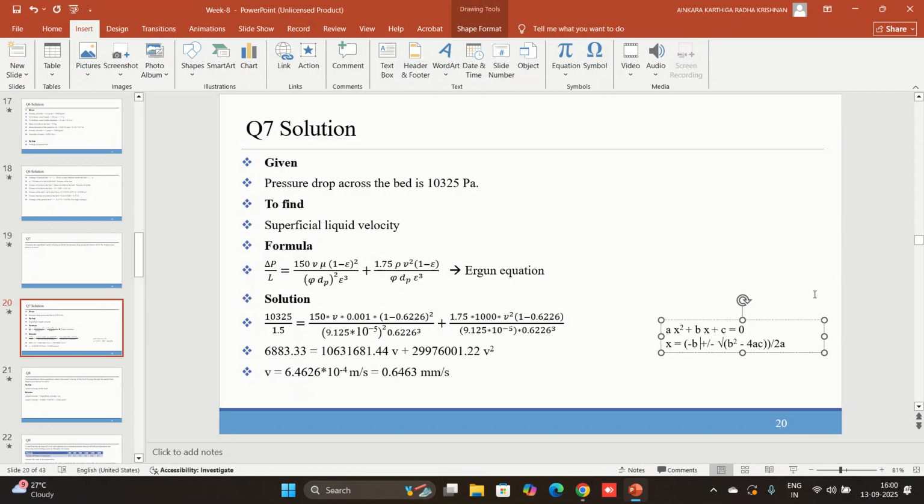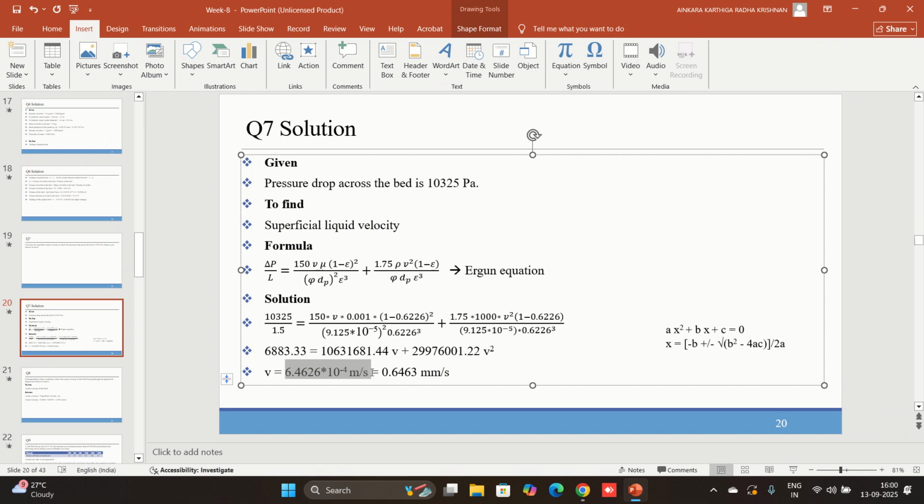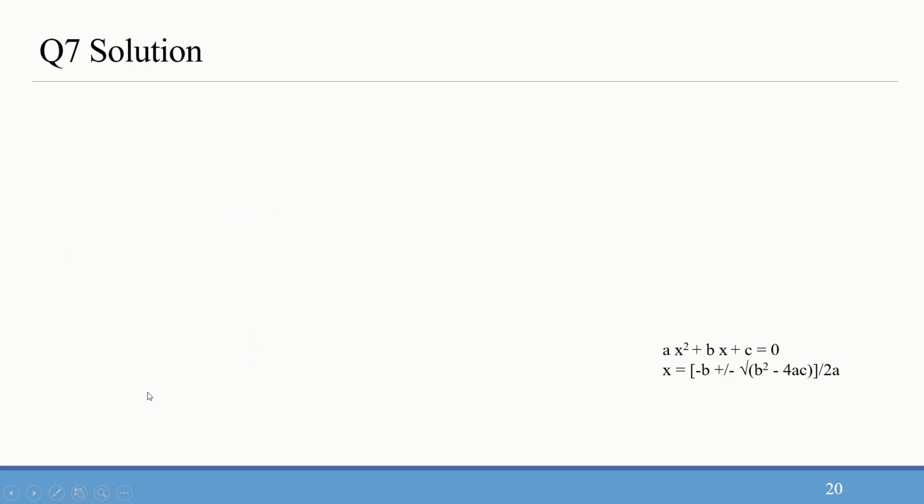ax square plus bx plus c is equal to zero, so x is equal to minus b plus or minus the square root of b square minus 4ac, whole divided by 2a. Actually this is whole. So we can calculate using this and we will get the final b as 6.4626 into 10 power minus 4 meters per second, or it is equal to 0.6463 mm per second, because in the question it was asked to give the answer in mm per second. So that is why we are giving the answer in mm per second.